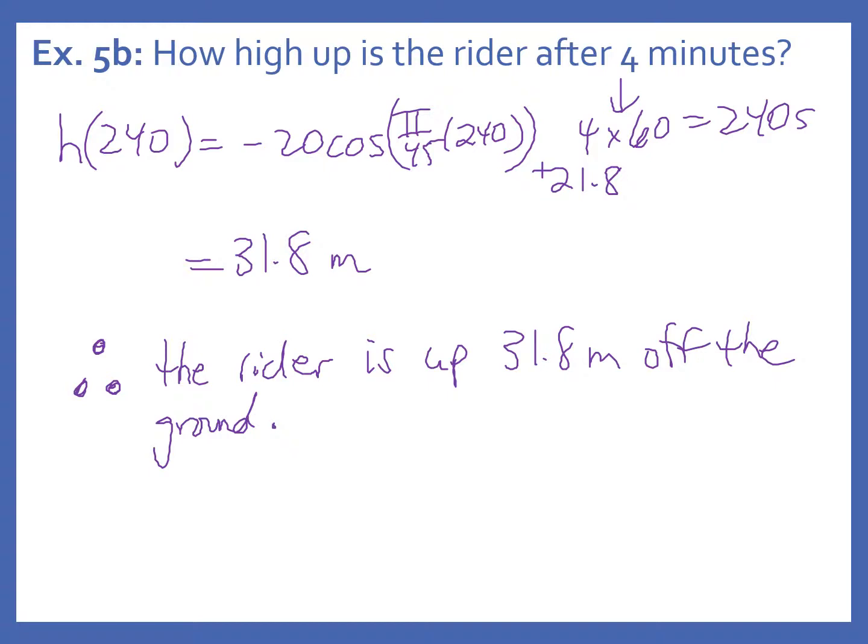If you got a number lower than 1.8 or like a negative number, obviously you know you're wrong. You can't be under the ground. If you got a number bigger than our maximum, which was 41.8, again, you kind of have an idea. Maybe you made a mistake, because how could you be above the Ferris wheel unless you got flung off or something, which we're going to assume that that didn't happen.